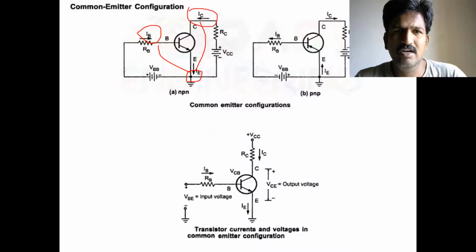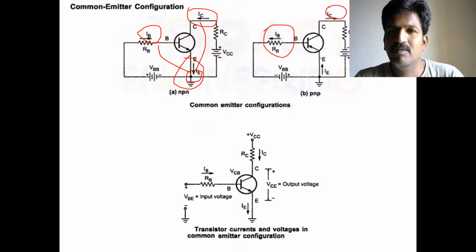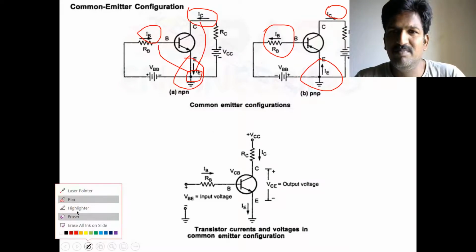Let me consider it is IB. In the NPN transistor, IB is entering into the base terminal, IC is entering into the collector terminal, and IE is coming out from the emitter terminal. Whereas in the PNP transistor, IB is coming out from the base and IC is coming out from the collector, but IE is going to be entering into the emitter. That is the difference between the NPN and PNP transistor.